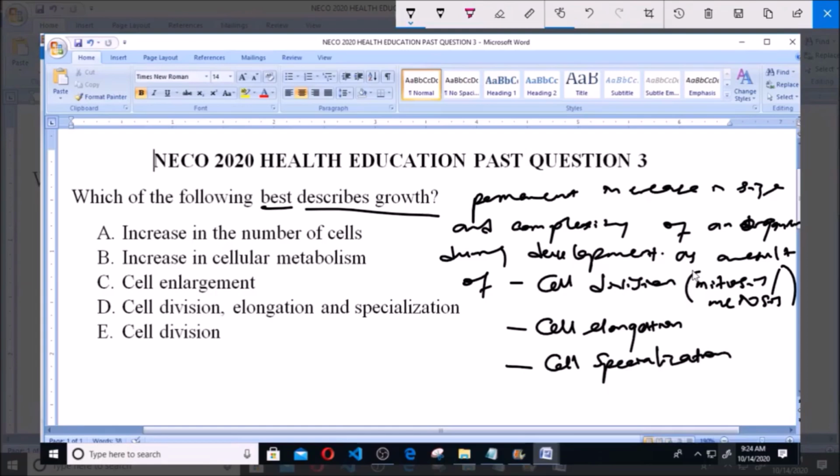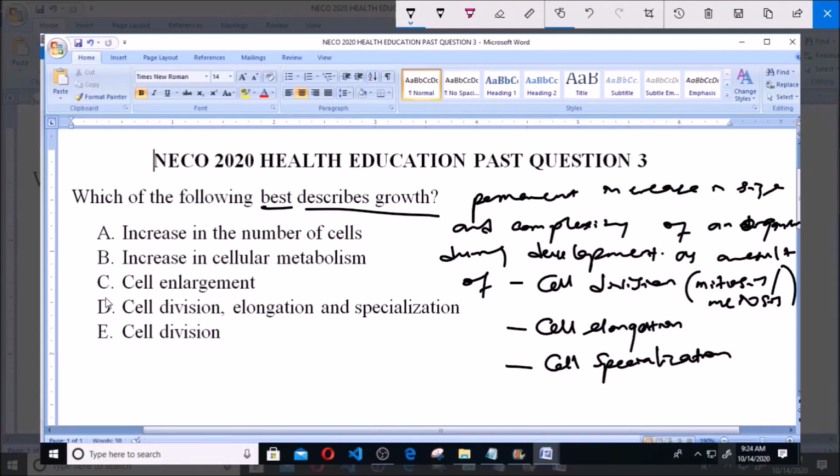That is the ability of these cells to specialize, that is to give rise to different kinds of cells. Ability of these daughter cells to give rise to different kinds of cells. That is cell specialization. And these three components bring about growth: cell division, elongation and specialization. And so therefore we can say that growth is best described as cell division, cell elongation and cell specialization, since these three components give rise to growth.